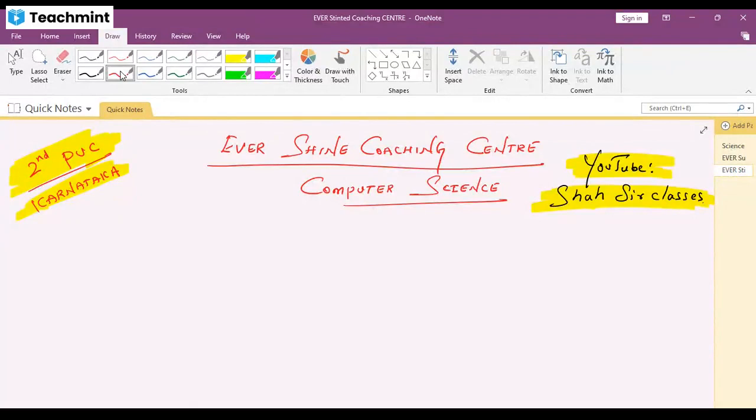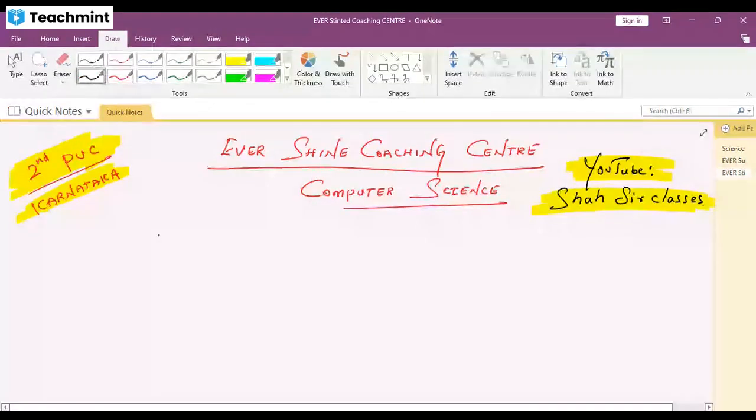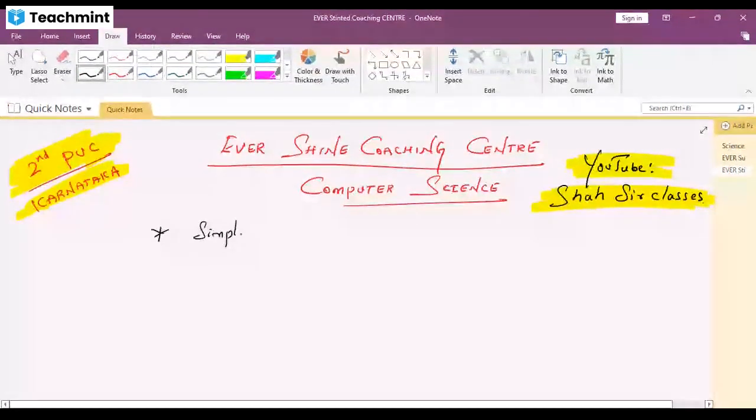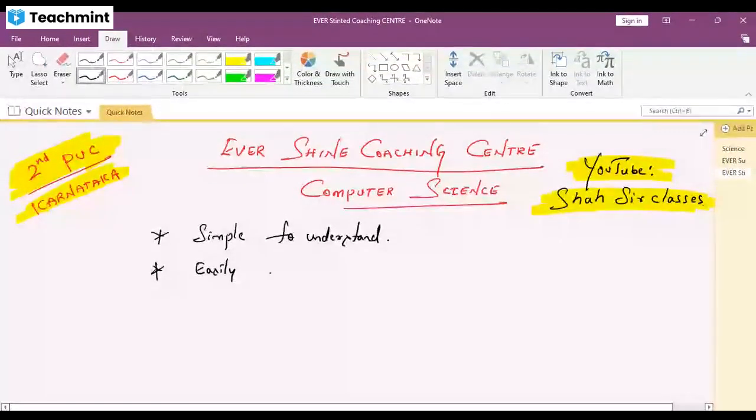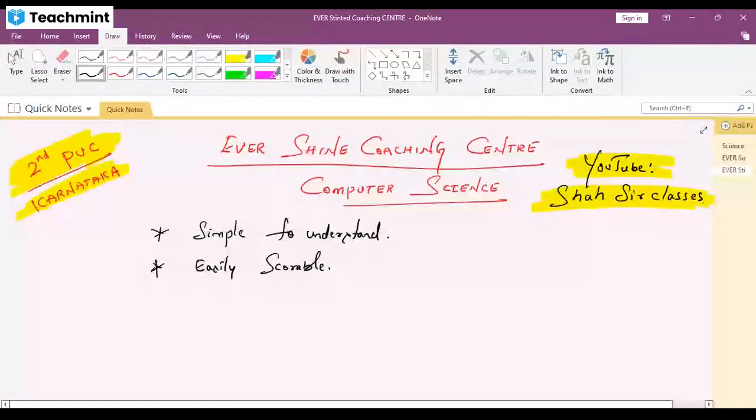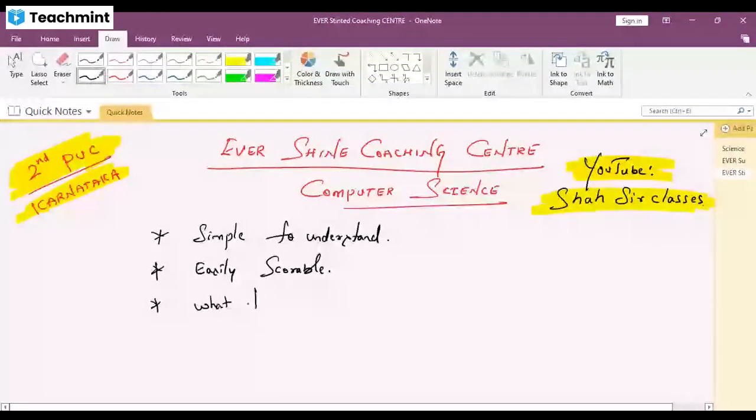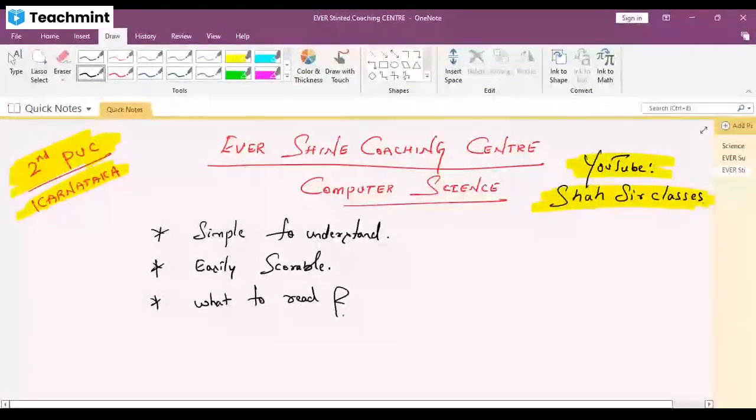My dear students, one thing you have to remember in computer science: first you target those areas which are simple to understand, easily scoreable, and then what to read and what not to read.